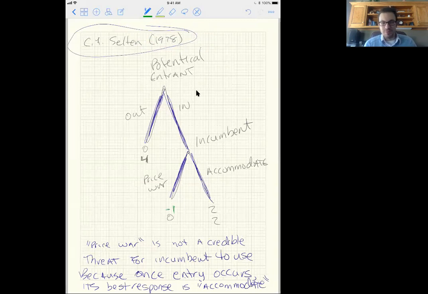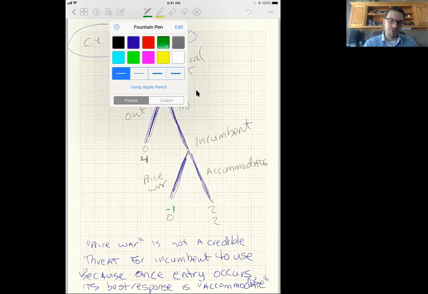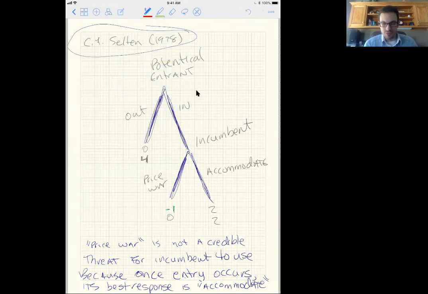What this incumbent would like to say is, hey, if you come into the market, we're going to have a price war, and this is going to end up being super unprofitable for you. Therefore, you should stay out of the market, right? This threat of a price war should keep the entrant out of the market. However, that's not really what happens in this particular market, for the following reason. The potential entrant is going to look forward in this game and say, hey, what happens if I actually enter? What's going to be the incumbent's actual best response to entry?